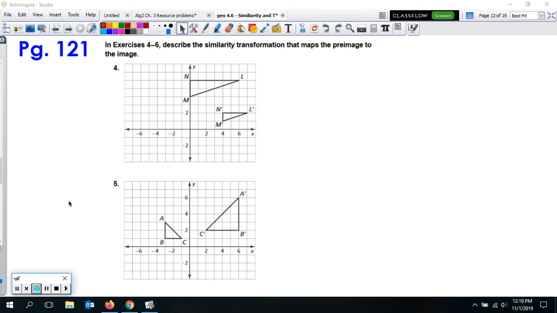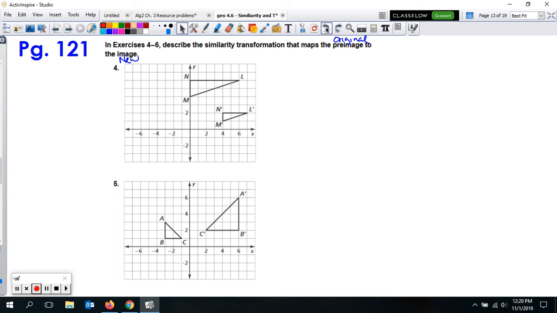Okay, so on page 121, back to the extra practice. So this 4 through 6 is kind of just doing it backwards from what we just did. It's not giving us the transformations. It's wanting us to describe those similarity transformations. It gives us the actual shapes on our coordinate plane, and we've got to figure out what we did to go from the pre-image to the image. So remember, the pre-image is your original, and the image is the new figure.